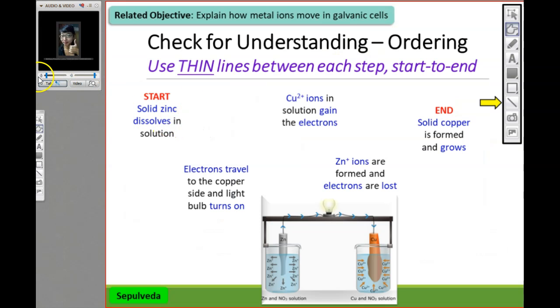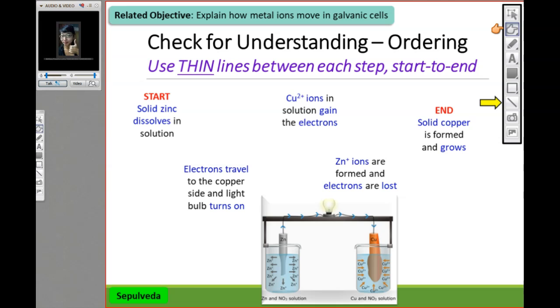All right, cool. So let's take a look here. We're going to start off with how solid zinc dissolves in solution. Tell me in the chat box or point for me on the board, what do you think is going to be the next step? If we start with solid zinc, what happens next? Do the electrons travel from left to right? Do the copper ions gain electrons, or do the zinc ions get formed and electrons are released or lost? What do you think is the next step? Go ahead and point for me on the board. We're going to work on this one together. Use your pointer tool. That's this tool right here.